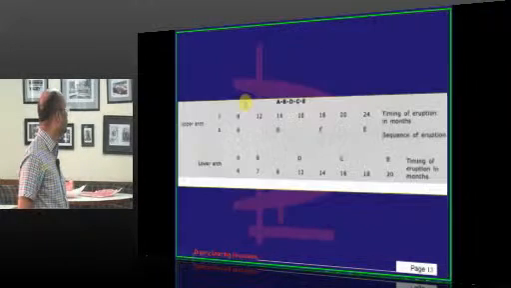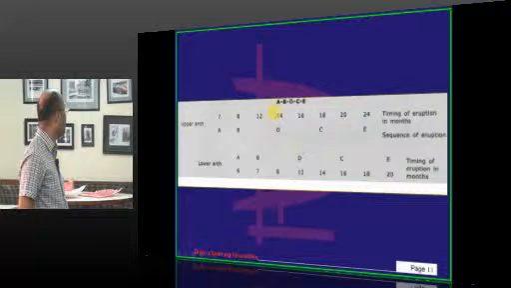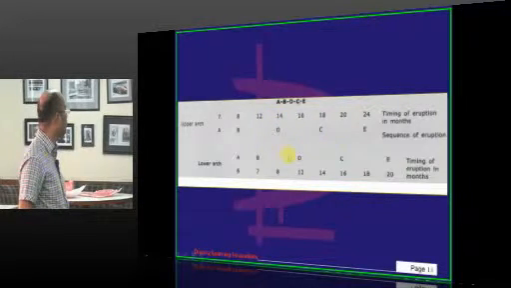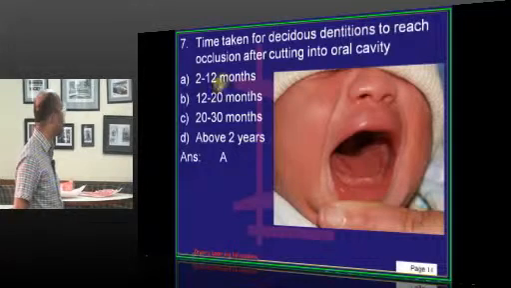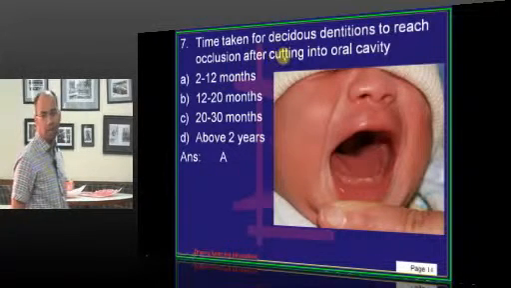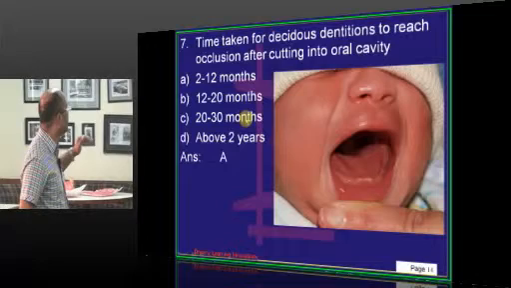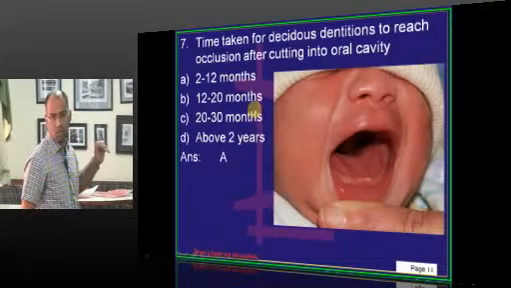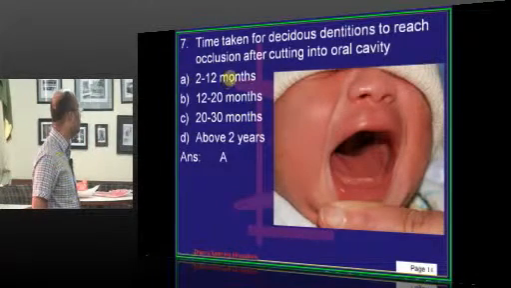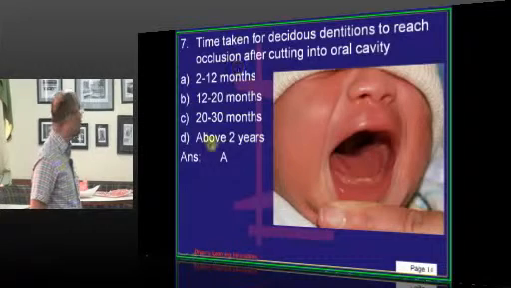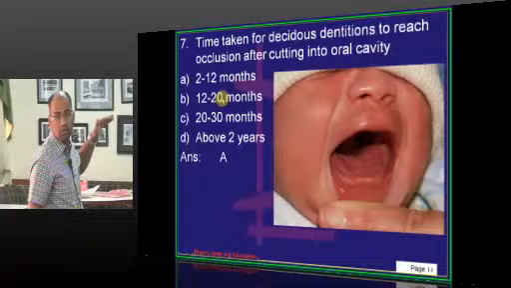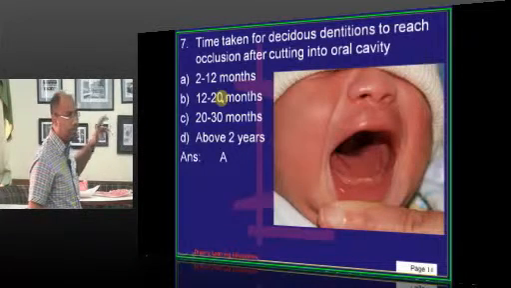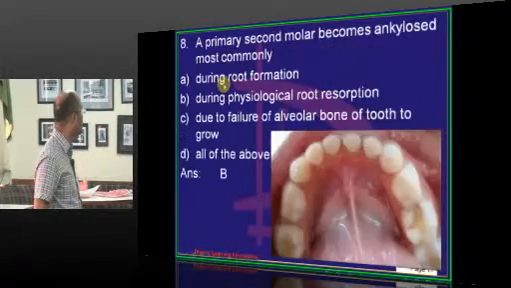ABDCE. Okay, the similar pattern, ABDCE. And the time taken for the deciduous dentition to reach occlusion after erupting in the oral cavity, like how much time does it take to reach the occlusal level? It is 2 to 12 months, isn't it? By 30 months all the teeth are erupted. So, the time it takes to reach the occlusal level is 2 to 12 months.